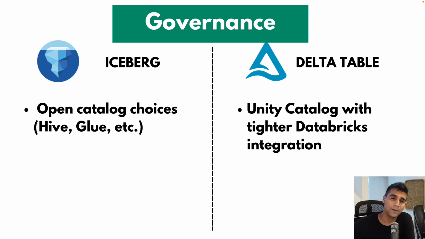Data governance: Iceberg allows you to connect to external governance and catalog tools such as Hive, Glue, etc. Delta table has Unity Catalog. Essentially, it's not part of Delta table if you think about it. These are separate entities. But if you're working with Databricks, they have a very tight integration. So Unity Catalog and Delta table is a no-brainer when you're using Databricks. Whereas Iceberg has some flexibility, but you have to pick a third tool to enable governance on top of your datasets and tables and whatnot.